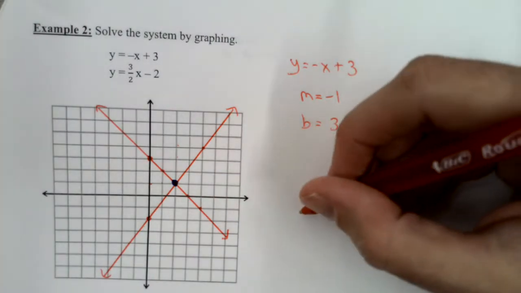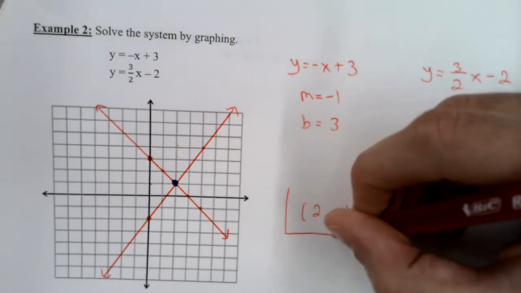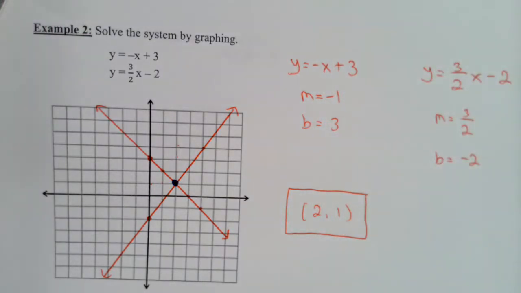So the answer is as an ordered pair, parenthesis x comma y, 2 comma 1. And again, you can check over your answer for that one too if you want to.